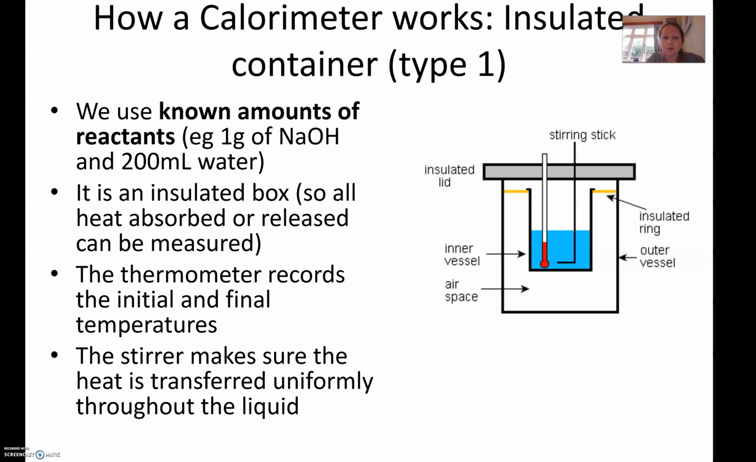Okay, so here's type 1 that I was saying before, the insulated box, and you have to know the amount of reactants you put in. So you have to know the volume of water, and you need to know the mass of the solid you're adding, e.g. 1 gram and 200 mLs. The thermometer's there to record the initial and final temperatures, and sometimes there'll be a stirring stick, or sometimes we'll use a magnetic plate down here, and you can have a magnetic stirrer. You might have seen those, and that's just to ensure the heat's uniform and it's all mixed.